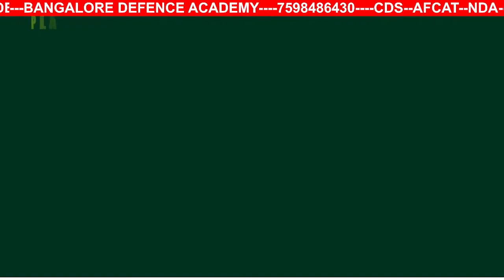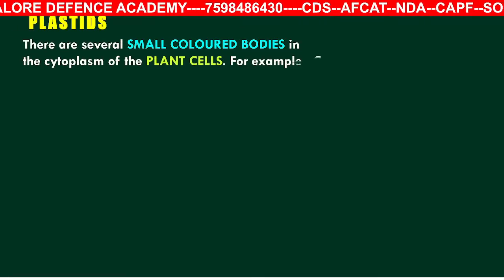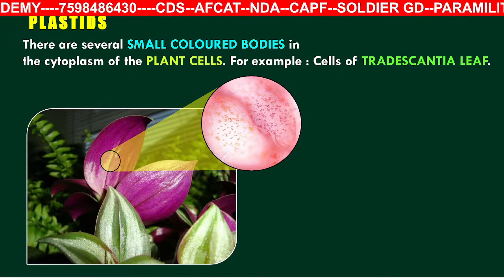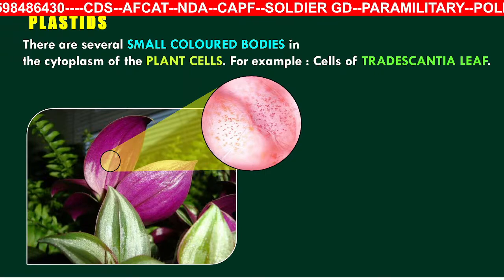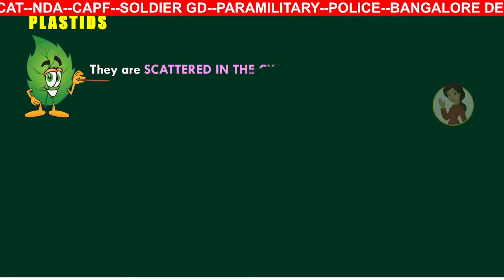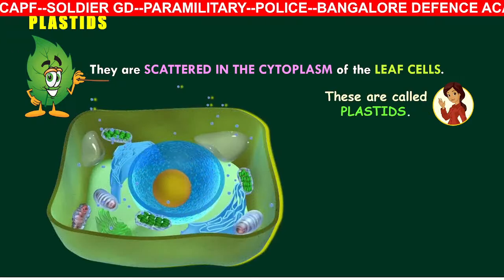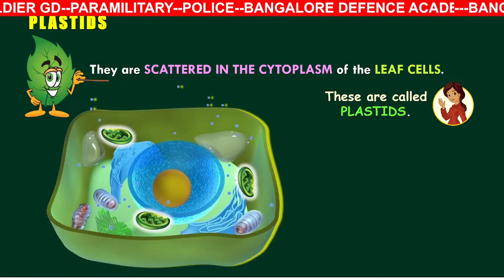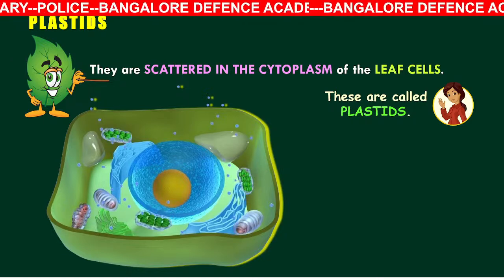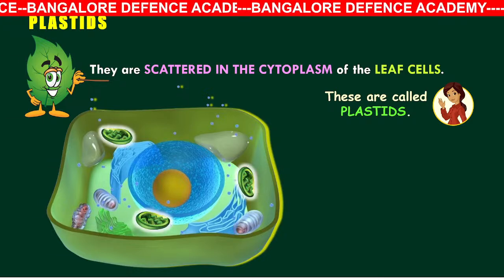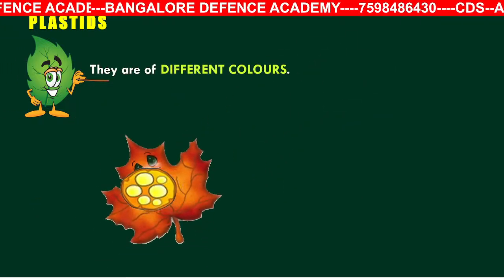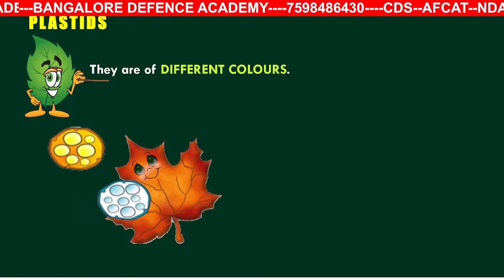Okay, so this is amoeba. Next, what are plastids? There are several small colored bodies in the cytoplasm of the plant cell. For example, cells of Tradescantia leaf. Okay, so look at this. They are scattered in the cytoplasm of the leaf cell. These are called plastids. Can everyone see? These are called what? Plastids. Okay, in which cell? Plant cell or animal cell? Plant cell. Okay, they are different in color. So the leaves are of different colors.